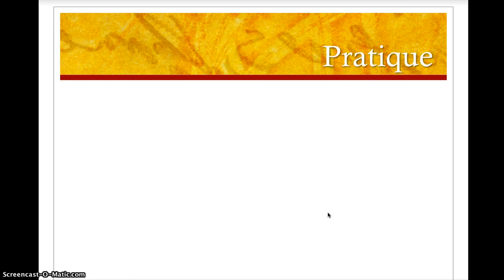Okay, let's do some practice here, some pratique. Elle visite Paris tous les étés. What would you put this in? Would it be the passé composé or the imparfait? Now, I might go a little bit faster than you, so feel free to pause it and try and figure it out, and then come back. Elle visitait Paris tous les étés.